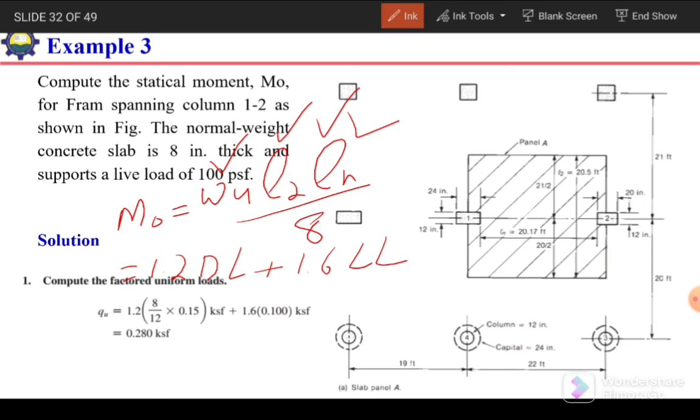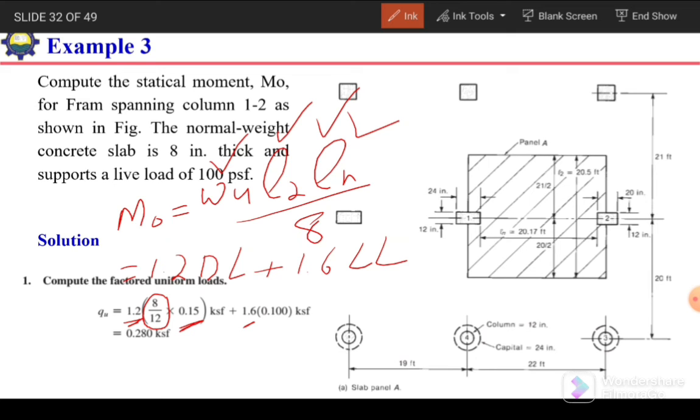So the self weight of slab can be calculated by multiplying the thickness of the slab with the density. The thickness of slab is 8 inches or 8 by 12 feet. If we multiply it with the density, 0.15 kip per cubic feet, we will get the self weight, and we can factor it by multiplying it with the 1.2 factor.